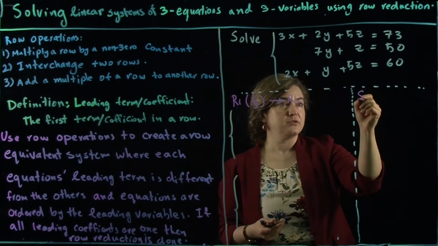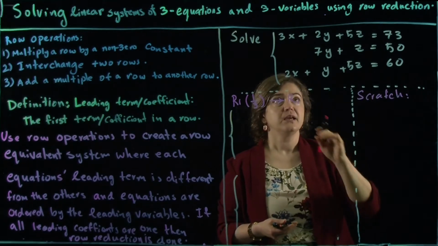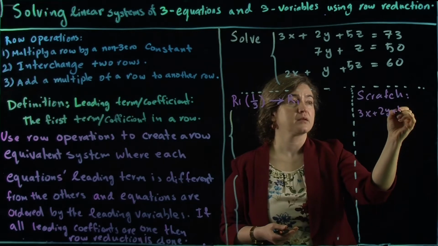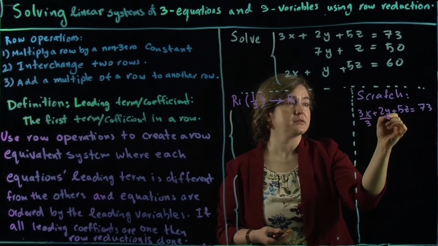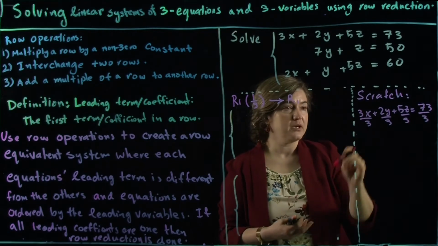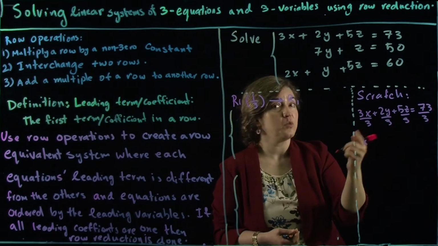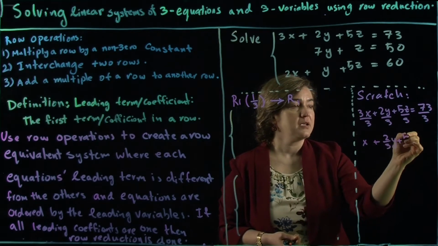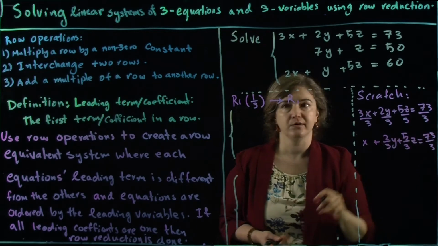Let's use scratch paper to do that. Row 1, multiply by 1/3. How do I write it? The other way of writing it is 3 divided by 3 is 1. So I write, and I don't need to write 1 times x, so I write x plus 2/3 y plus 5/3 z equal to 73/3.